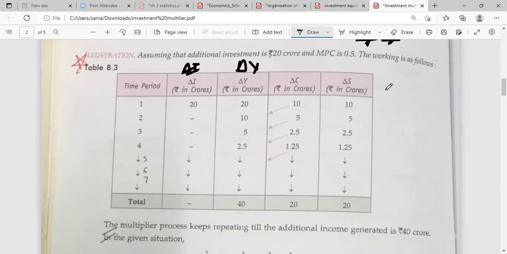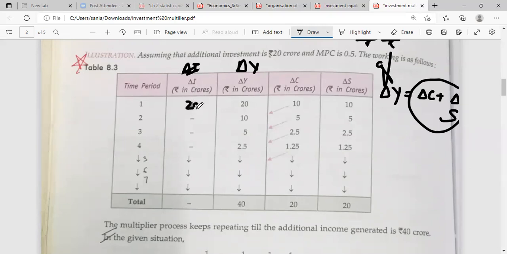Okay, so you already know in order to find change in income, we have to add change in consumption plus change in savings, right? Consumption and income, because when you get salary, what will you do? Either you will consume or you will save. So it is like 20. It will remain 20 throughout because investment is autonomous, so it will not be affected by the level of income. Over here it is 20, 10, 5, 2.5.